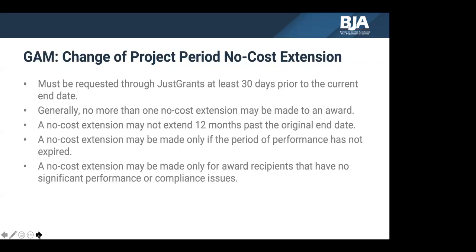GAM, changing the project period, no cost extension. The uniform requirements and OJP policy generally limit grants to one project period extension not to exceed 12 months in duration. It must be requested at least 30 days in advance, and it cannot be requested only to expend the remaining funds. Also, the recipient must not have any serious performance or compliance issues. Exceptions can be granted for extraordinary circumstances outside of the recipient's control, but must be approved by the BJA director and OJP CFO.